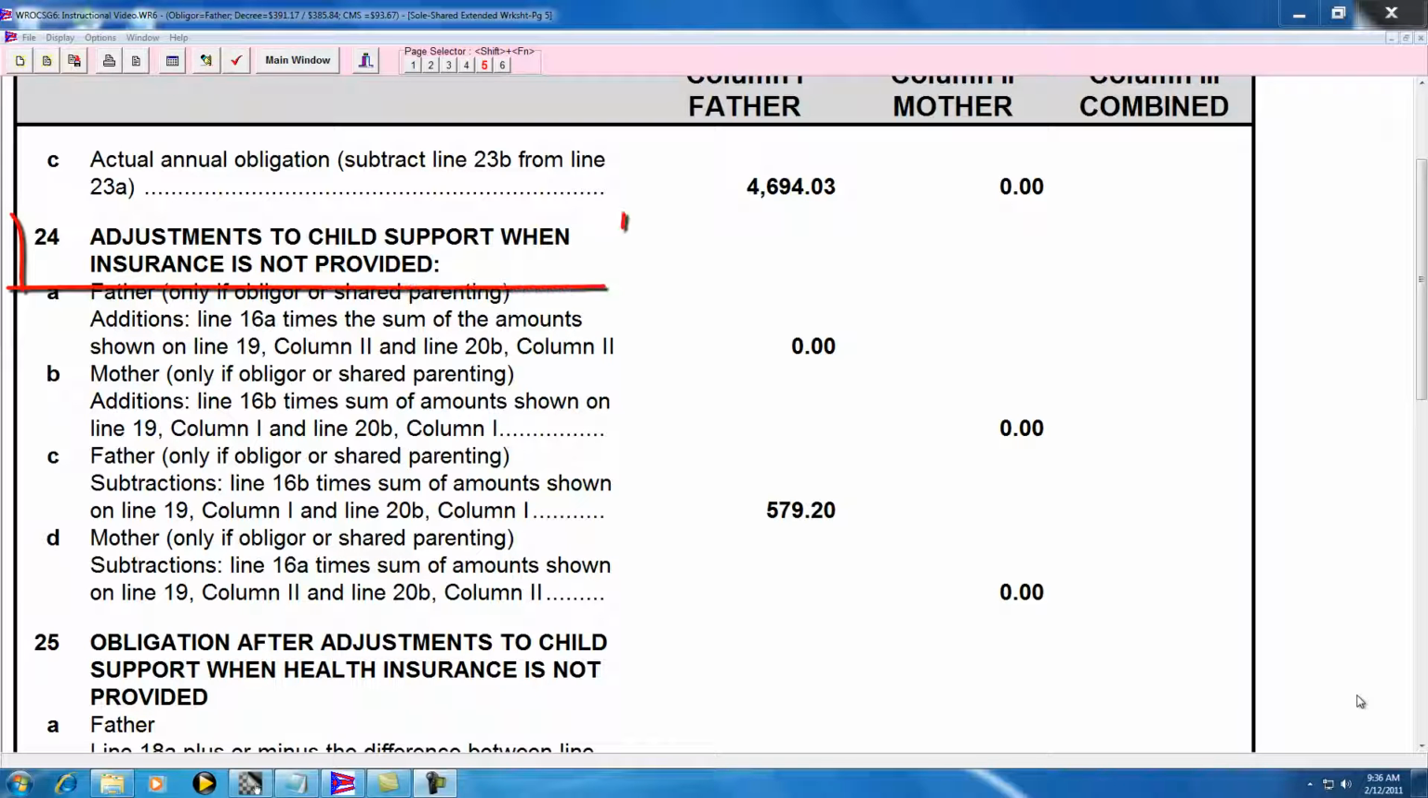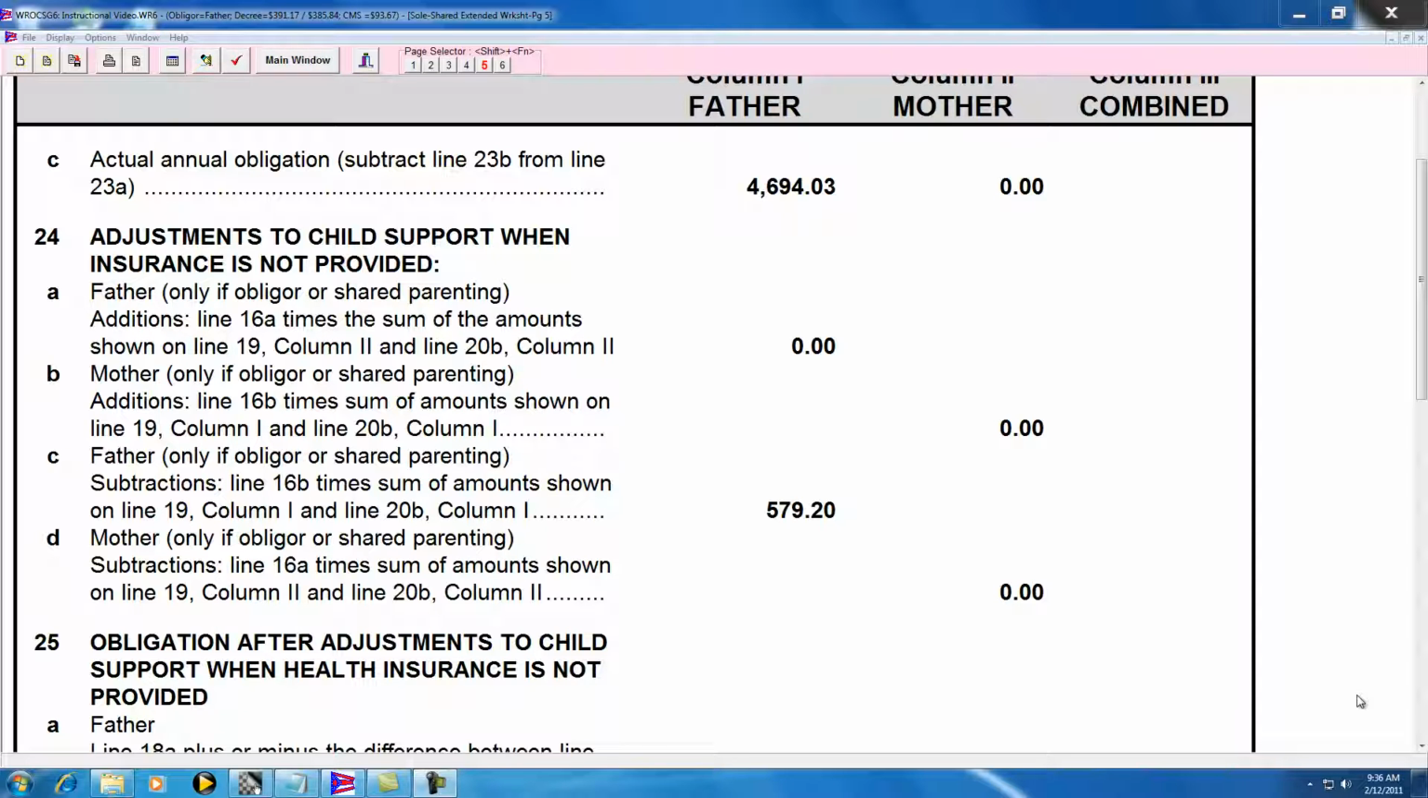Okay, now we're going to move on to the section titled Adjustments when Health Insurance is Not Provided. Now, the last section relating to adjustments when health insurance is provided contained 3 lines, lines 21, 22, and 23. This next section of adjustments when health insurance is not provided is also comprised of 3 lines, 24, 25, and 26. It isn't just the number of questions that's similar. The content and the operation of the questions are nearly identical.